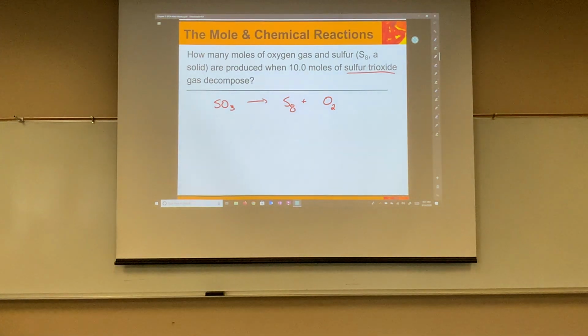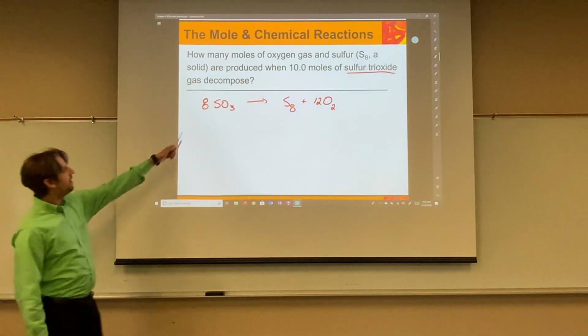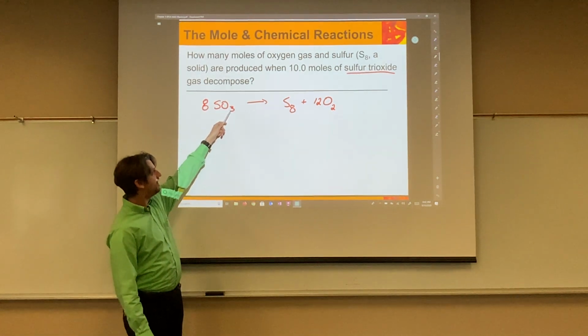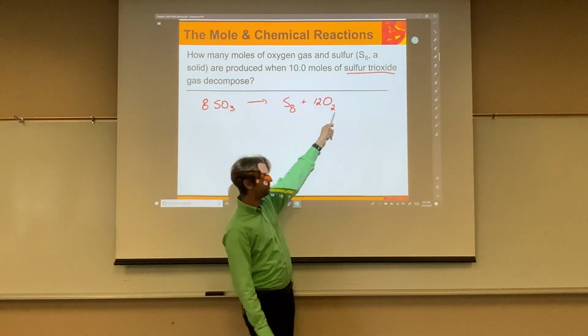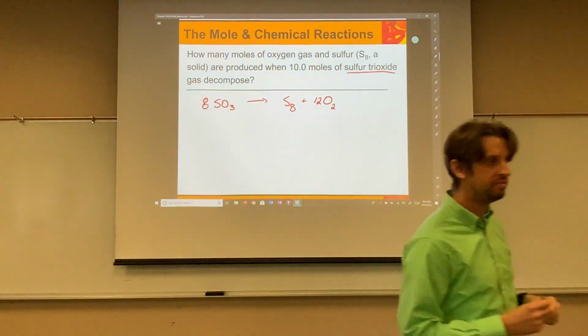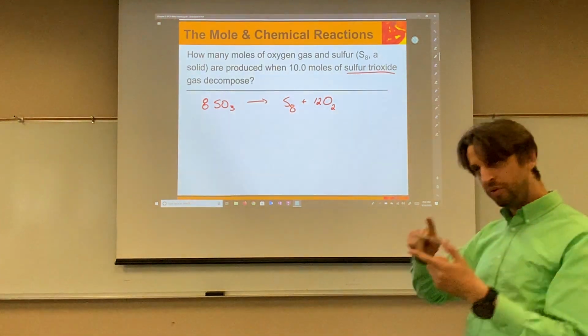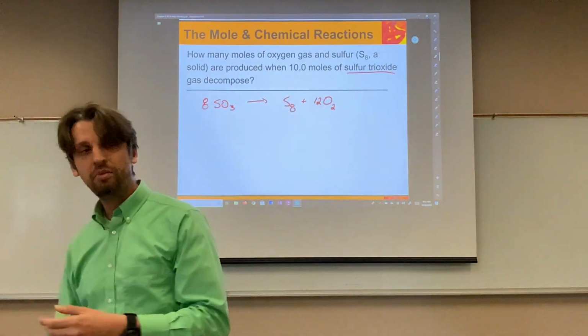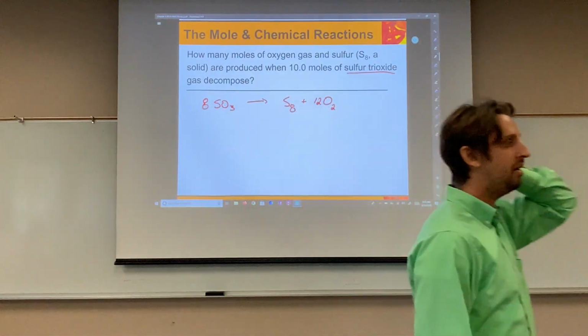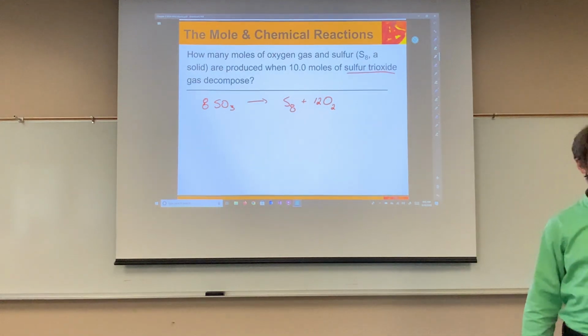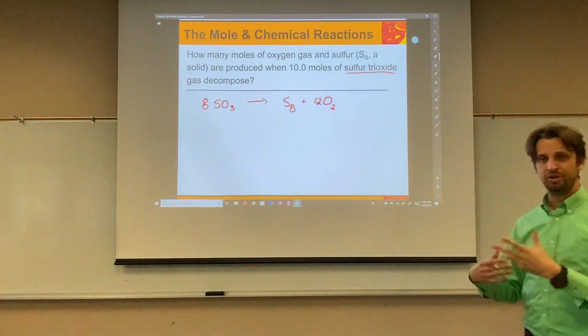So when we have our equation written, the next thing we do is balance it. I got 8 and 12 like that, which gives me 8 sulfurs and 24 oxygens. Good? Have we used that number 10 yet? No. When do you use it? Now, after we balance it, then we can answer the question of how much gets made. Get your equation, balance it, and then start to answer the question of how much.